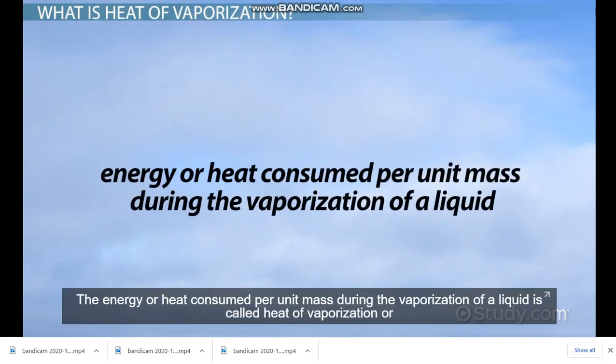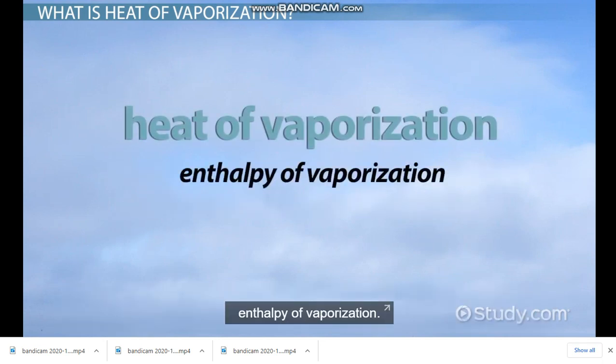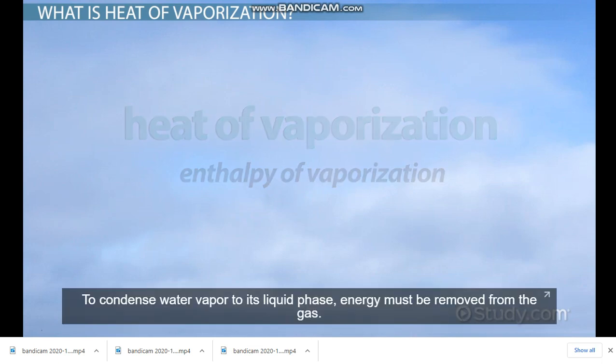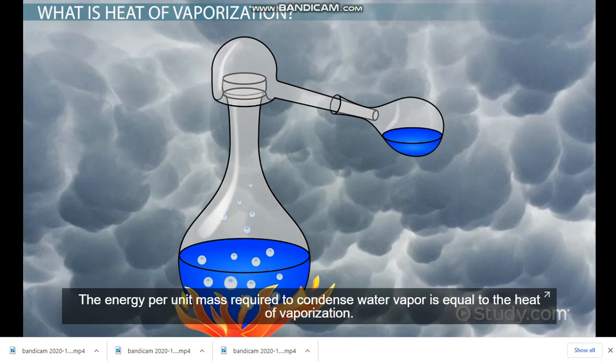The energy or heat consumed per unit mass during the vaporization of a liquid is called heat of vaporization or enthalpy of vaporization. To condense water vapor to its liquid phase, energy must be removed from the gas. The energy per unit mass required to condense water vapor is equal to the heat of vaporization.